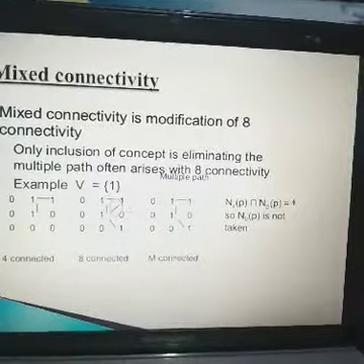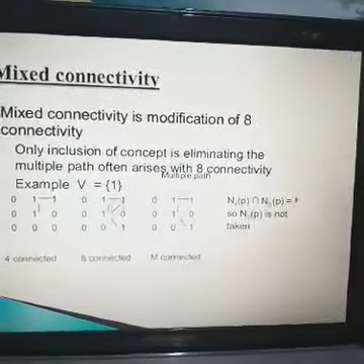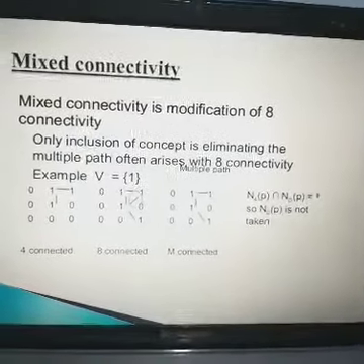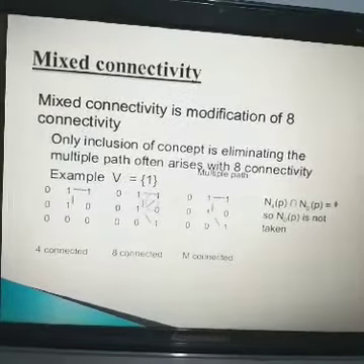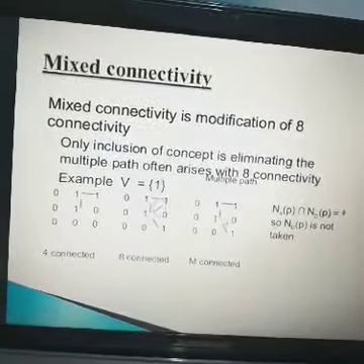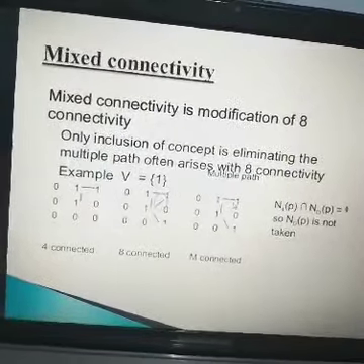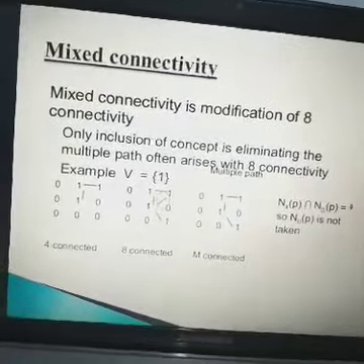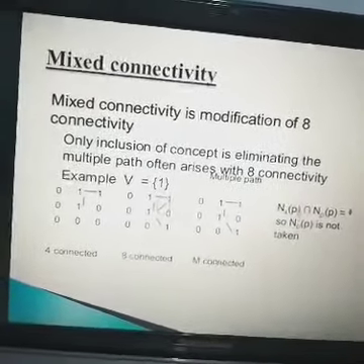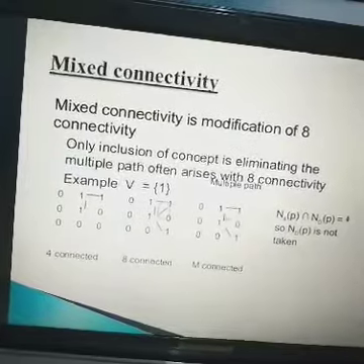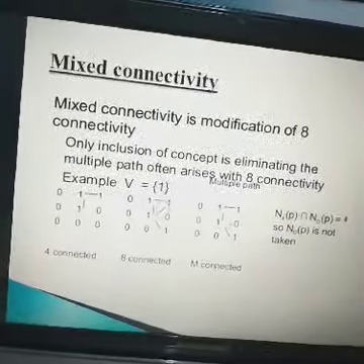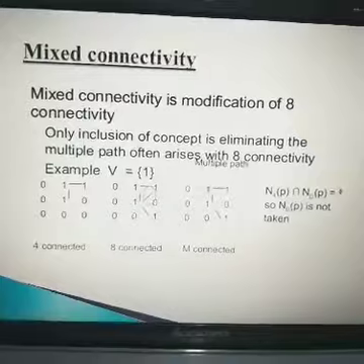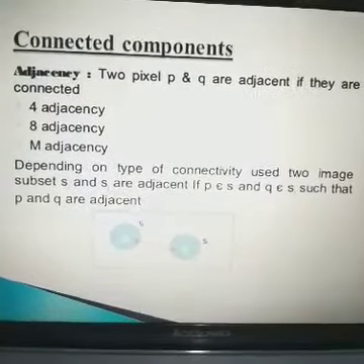There are multiple paths. So next, if we select only this pixel value and ignore that value, we are ignoring or eliminating the multiple paths to reduce the noise. The intersection may represent that this path is eliminated, so ND(P) is not taken. So this is the mixed connectivity. Next we have the connected components.